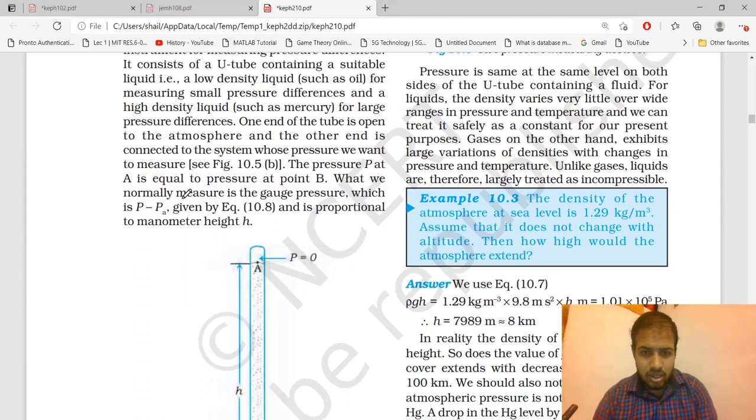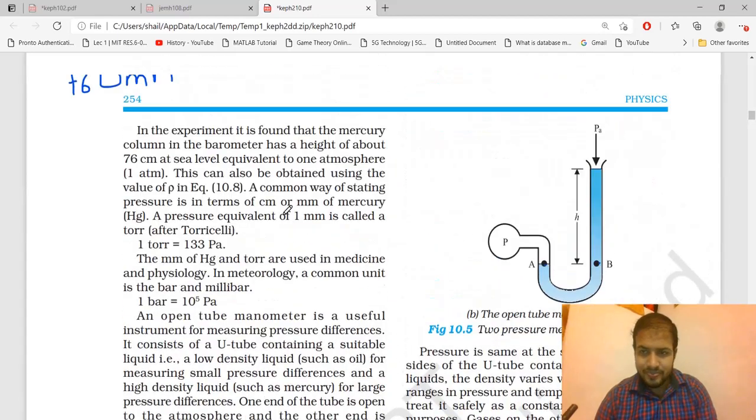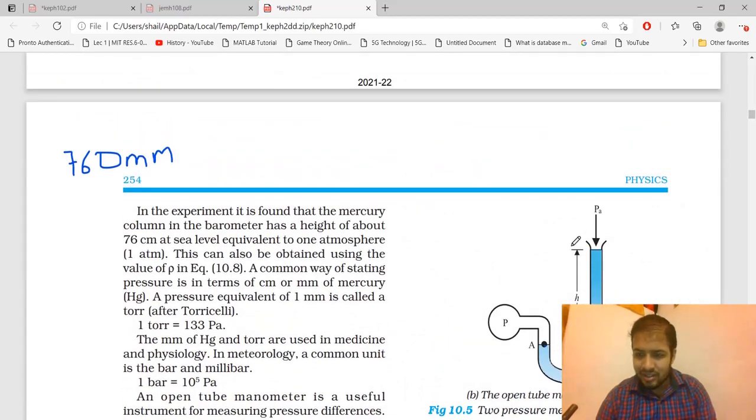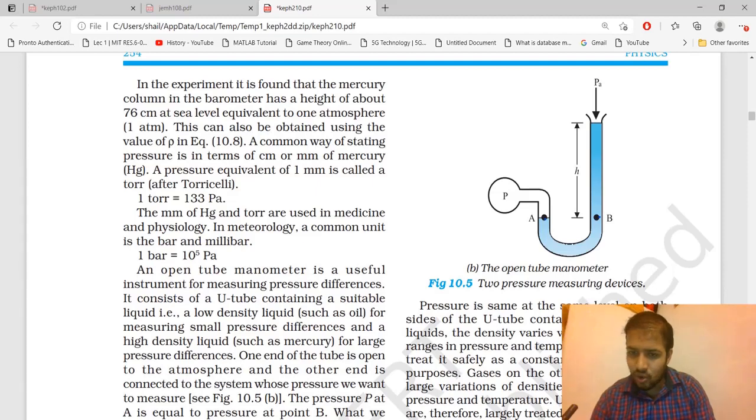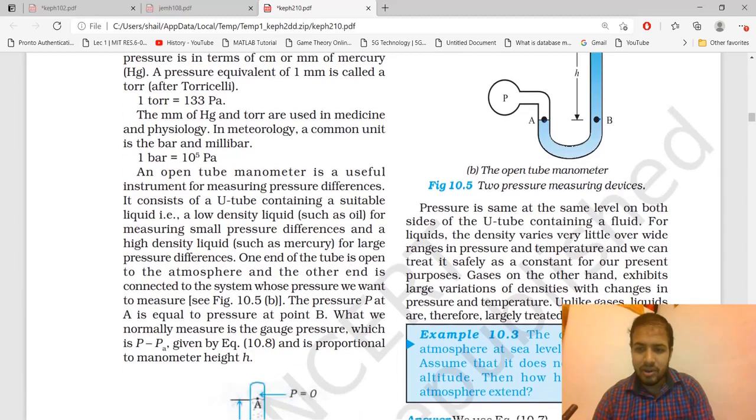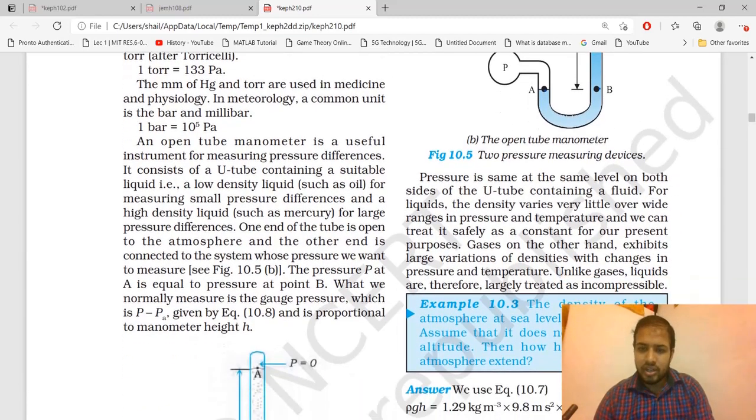What we normally measure is the gauge pressure, which is P minus Pa, given by equation 10.8 and is proportional to the manometer height h. Here is the height, and if we know the atmospheric pressure, we can calculate the height and we can calculate the pressure at this point. We just have to know the density of the oil or mercury we are using, depending on the quantity we want to measure.